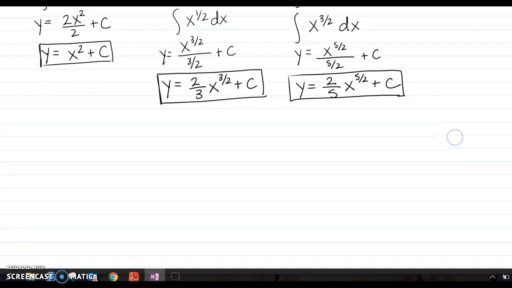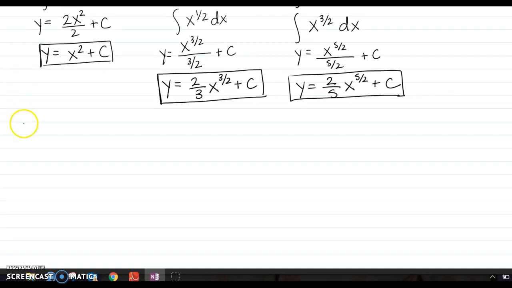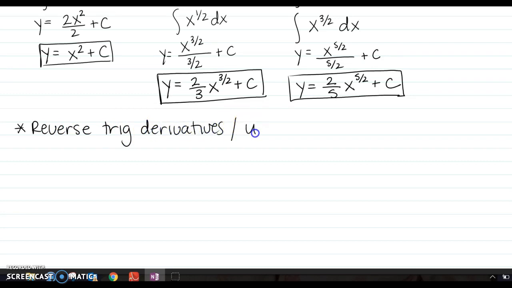Our second technique that we'll use here, again, some of which we've already done, is reverse trig derivatives / use the integral properties.